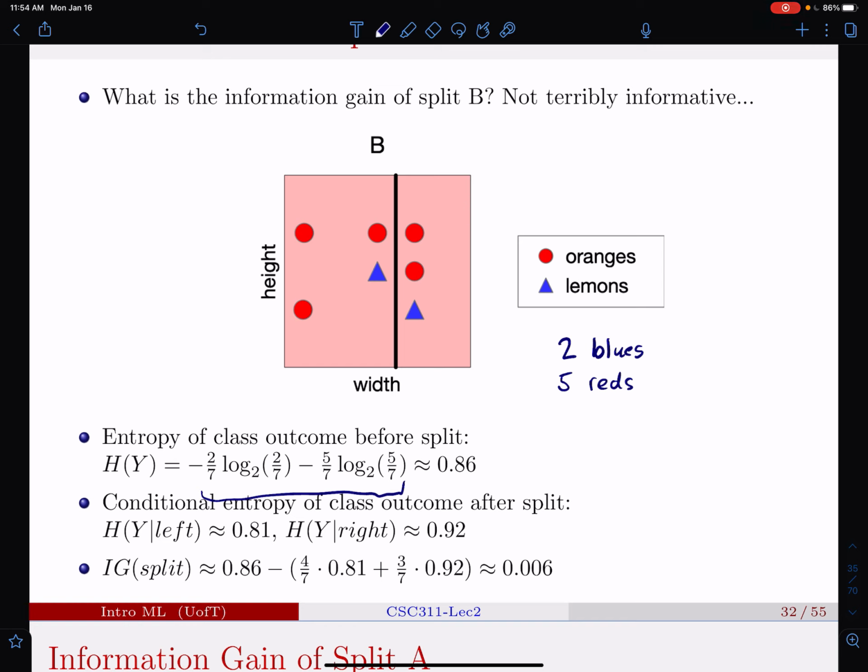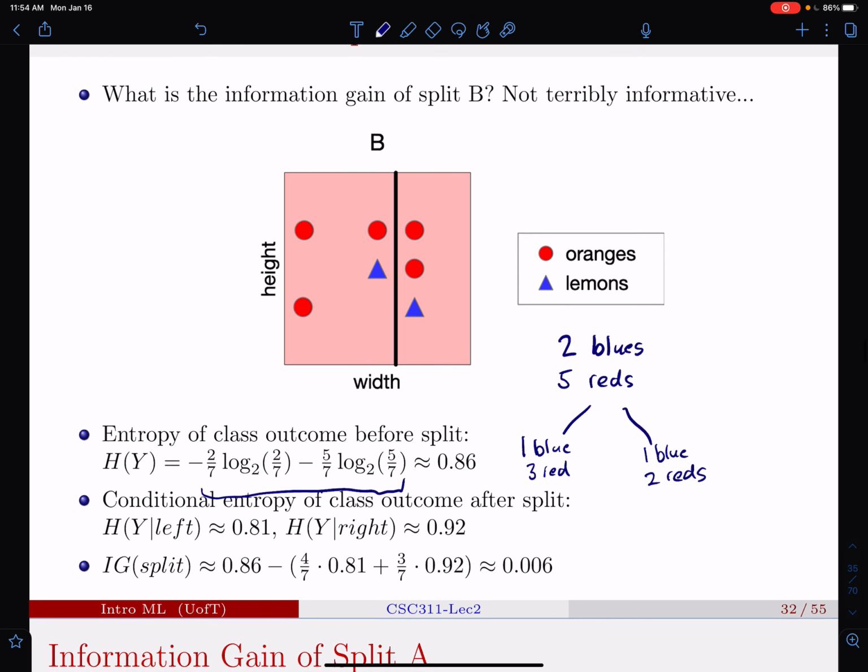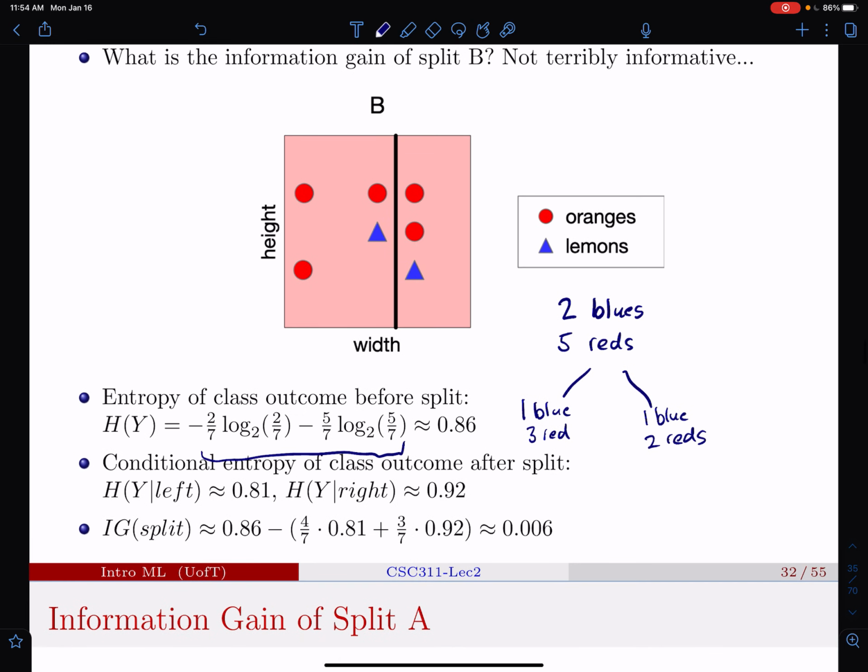And then after the split, we're going to end up with 2 separate instances. We're either going to have 1 blue and 3 reds, or 1 blue and 2 reds. So this is where all the conditional entropy stuff we did in the previous slides actually comes back together. The probability we go down this branch is 4/7, and the probability we go down this branch is 3/7. Then you want to figure out the entropy of this distribution here. So entropy of 1/4 and 3/4.